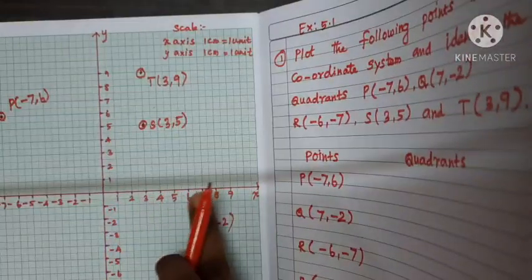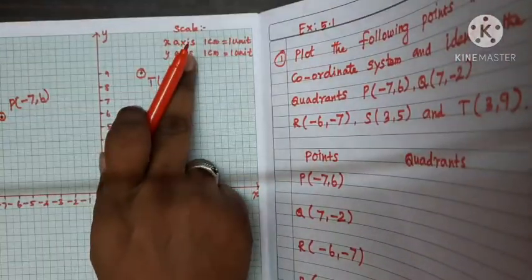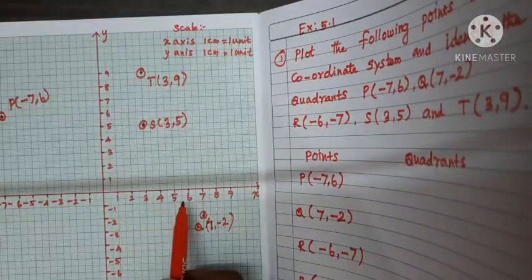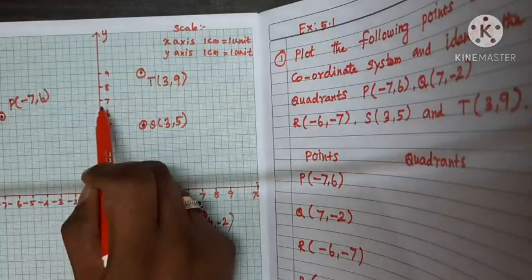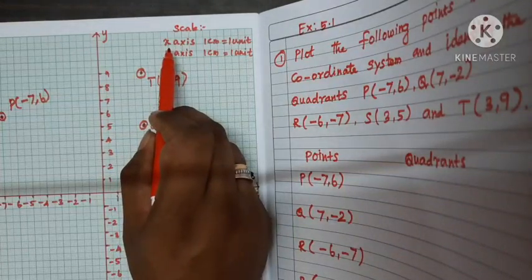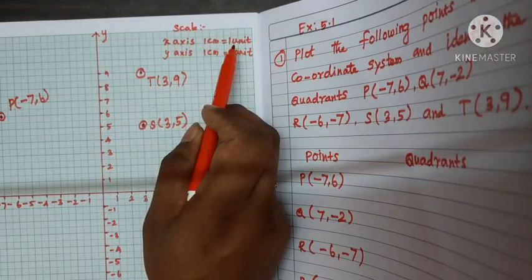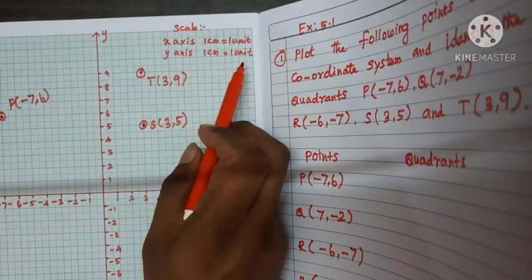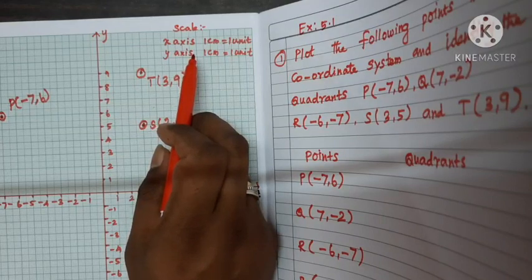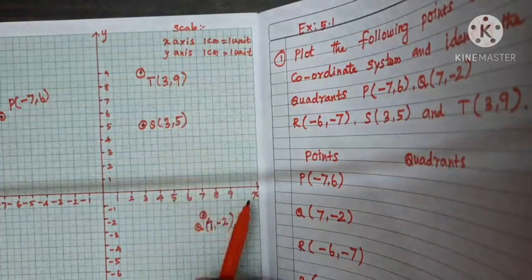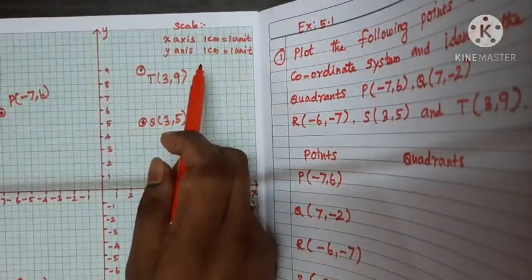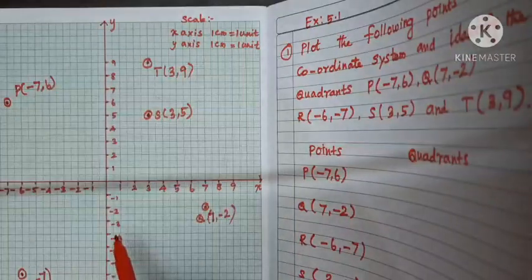After marking the points, you have to write the scale. Here we took 1, 2, 3 on the x-axis, and the y-axis is also taken as 1, 2, 3. One box is taken as 1 unit. So that should be written. X-axis: 1 centimeter is equal to 1 unit. Y-axis: 1 centimeter is equal to 1 unit. If you do not write the scale, marks will be reduced. So you have to mention the axes as well as the scale, and then only you have to plot these points.